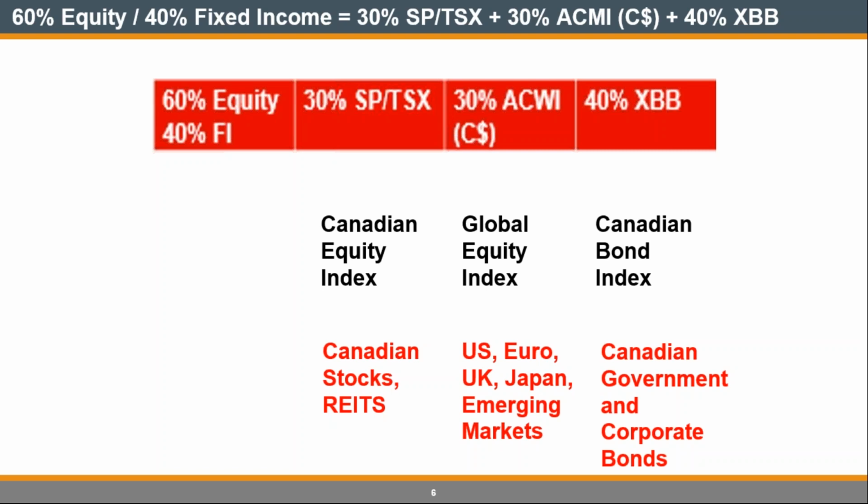And then this 30% ACWI is self-explanatory. Those are pure equities across all those various jurisdictions, geographies, and different types of markets. And then the XBB, the Canadian government bond universe: Canadian governments, provincials, municipal bonds, investment grade corporate bonds, and even some high yield in there.